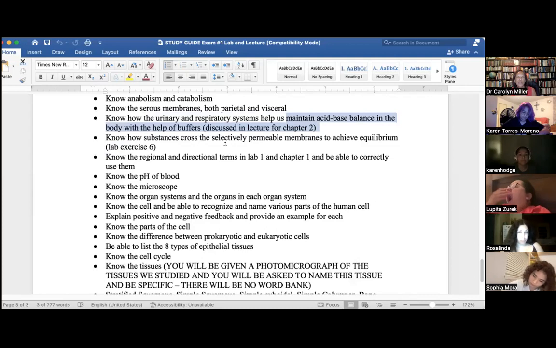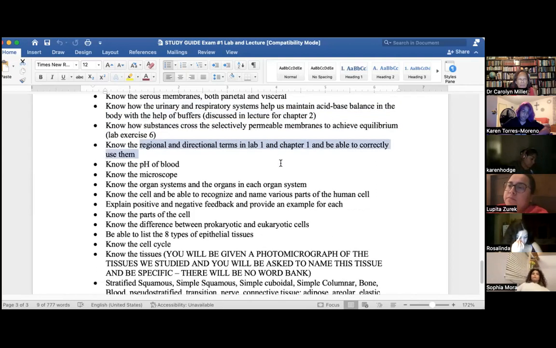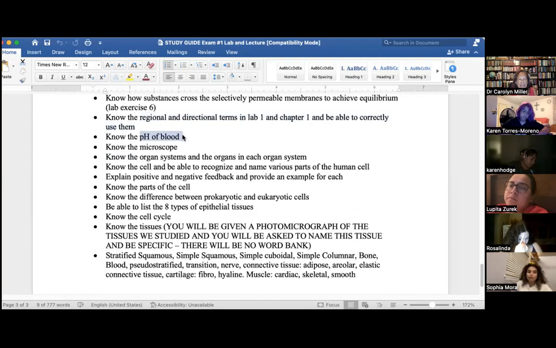Know how substances cross a selectively permeable membrane to achieve equilibrium. That's exercise 6. I'll go through that in a minute. Regional and directional terms in lab 1 and chapter 1 and be able to correctly use them. The pH of blood is slightly basic. We'll do the microscope lab tomorrow.